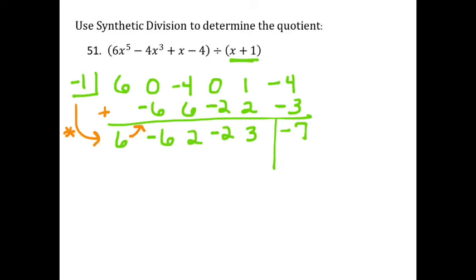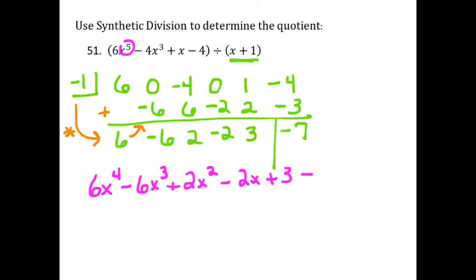Now, since I started with a power of 5, that means that my answer should be a power of 4. We should reduce the power by 1. So I'm going to get 6x to the 4th minus 6x cubed plus 2x squared minus 2x plus 3 minus 7 over x plus 1.